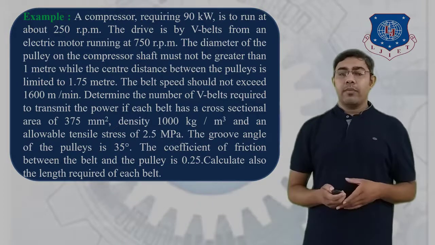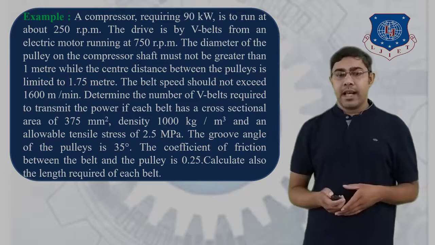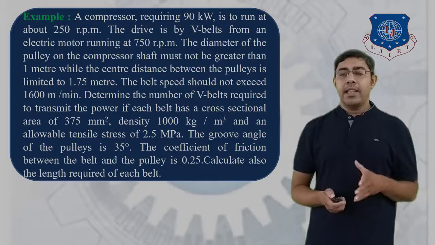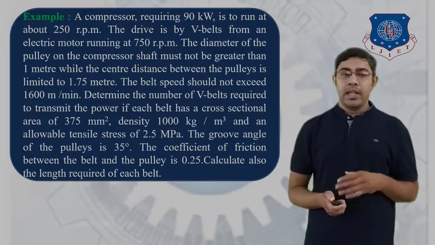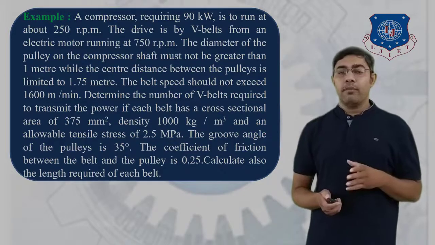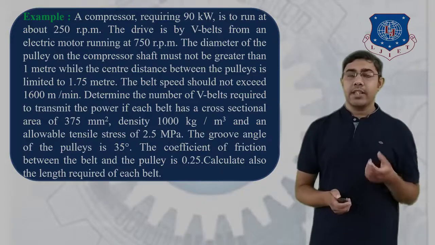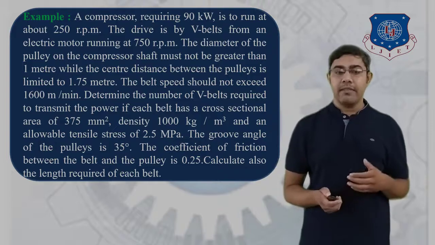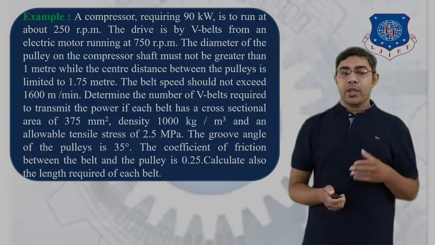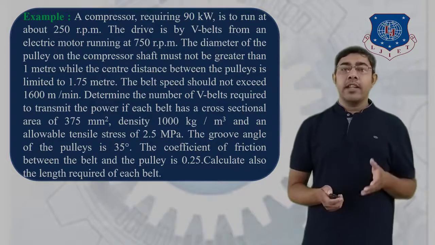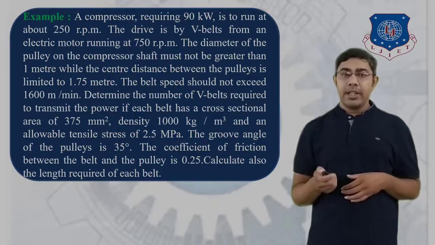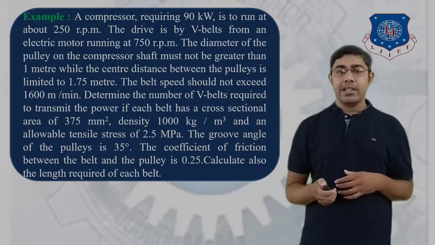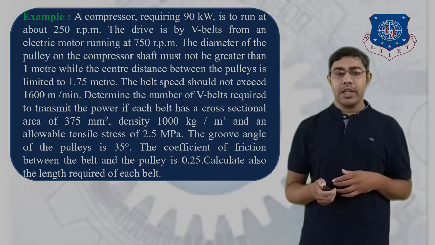The diameter of the pulley on the compressor shaft must not be greater than 1 meter, while the center distance between the pulleys is limited to 1.75 meters. So the center distance x is equal to 1.75 meter. The belt speed should not exceed 1600 meter per minute. So here V is given, that is 1600 meter per minute.